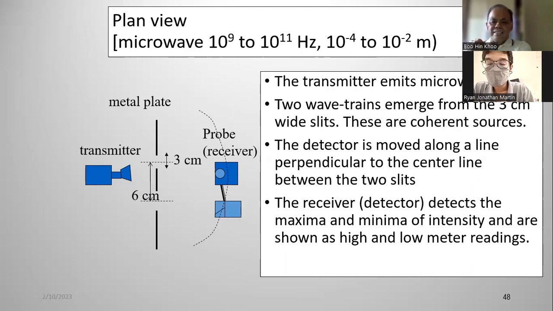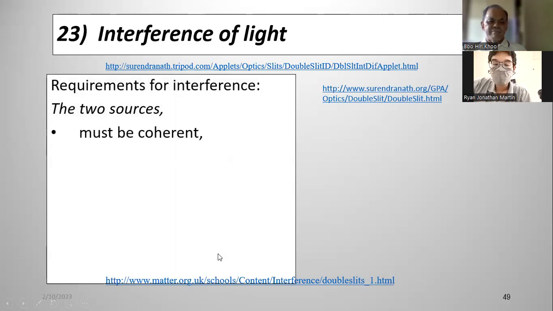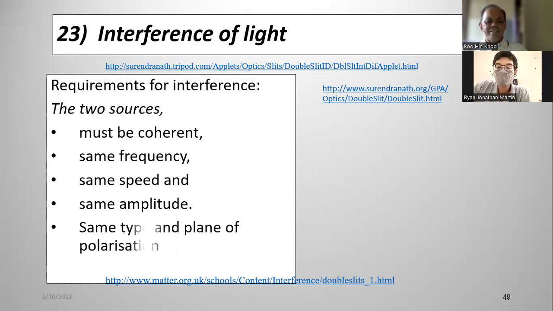The receiver or detector detects the maxima or minima of the intensity, shown as high or low. There's a meter to show you high voltage or low voltage, or low current, high current. What's the requirement? The condition for interference is that the waves must be coherent: same frequency, same speed, same amplitude. For light, you also need the same type and plane of polarization.